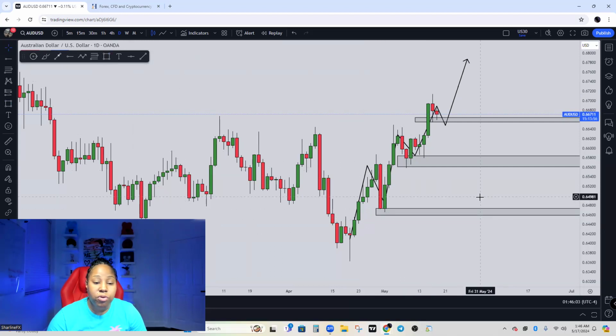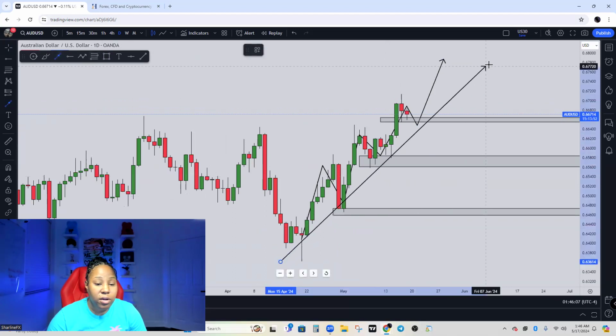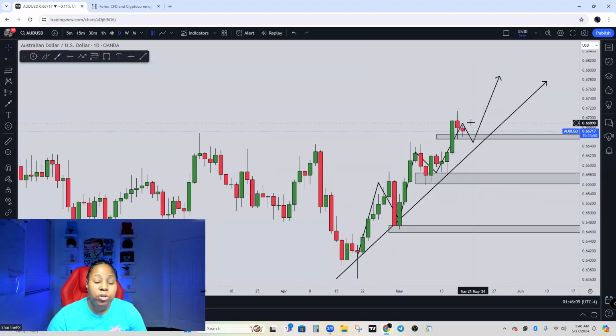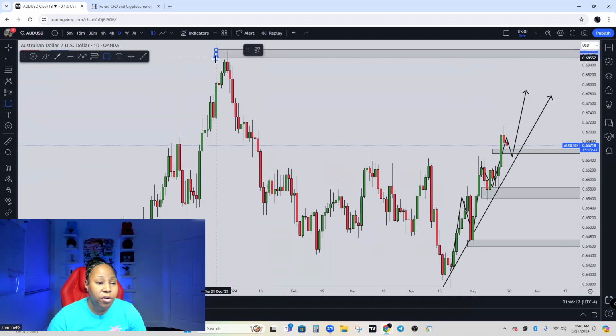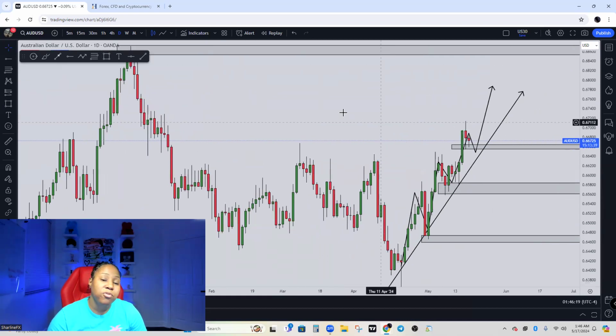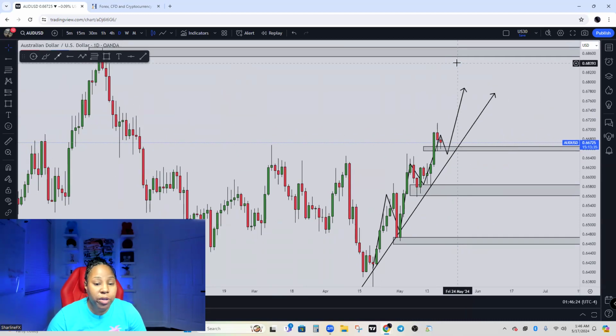Marking off all my supports, I'm looking for price to respect this area, give me a bullish closure, and I'll take that off and take that to the next high. My next major high, I see this one already got tapped. Most likely it'll be this high right here that price should come to. Doesn't mean it will, but that's where your target area should be.